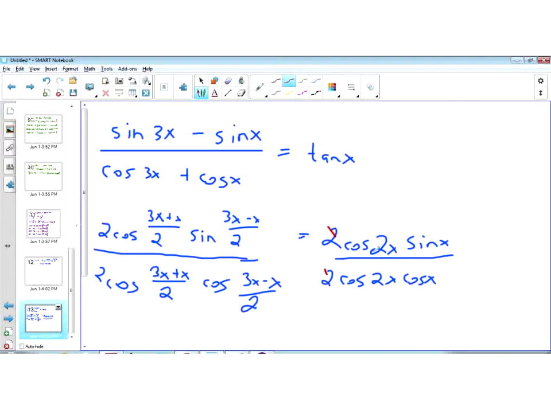You can see we have a lot of cancellations now. The 2's cancel, the cosine 2x's cancel. And so that equals the result we need. So that's equal to tan x. All right, so that will conclude section 4.3.